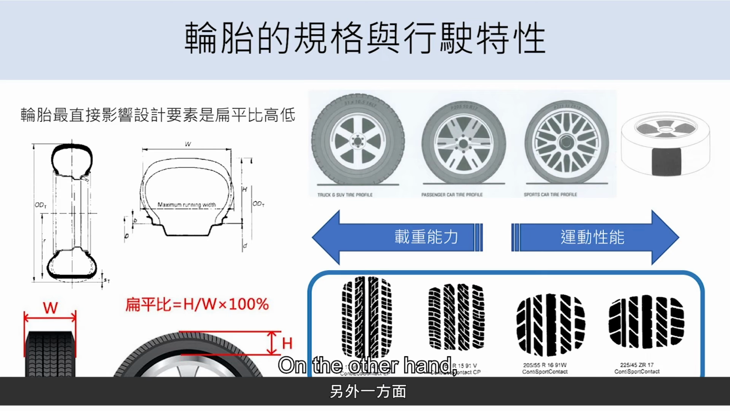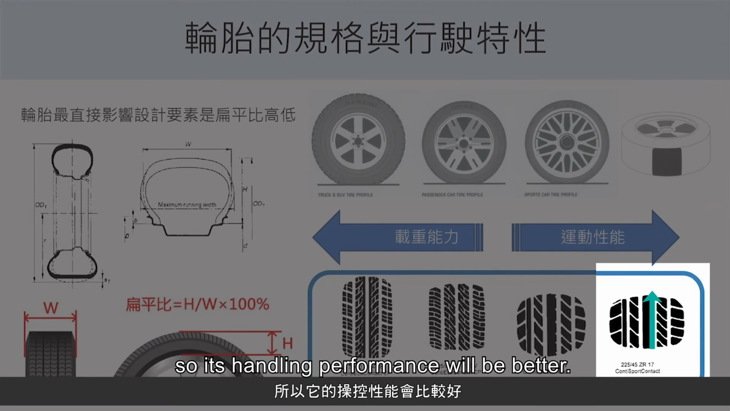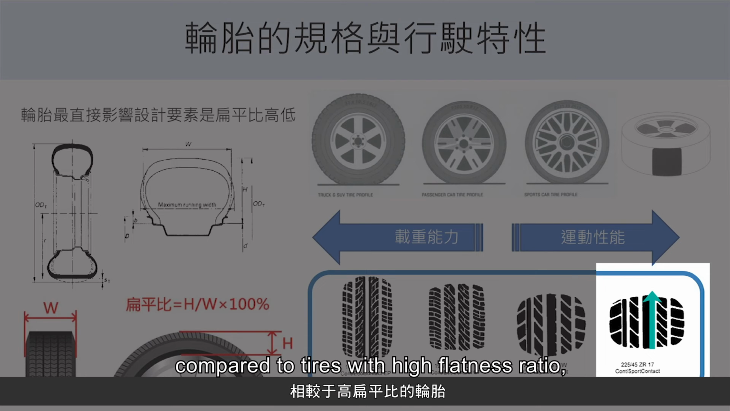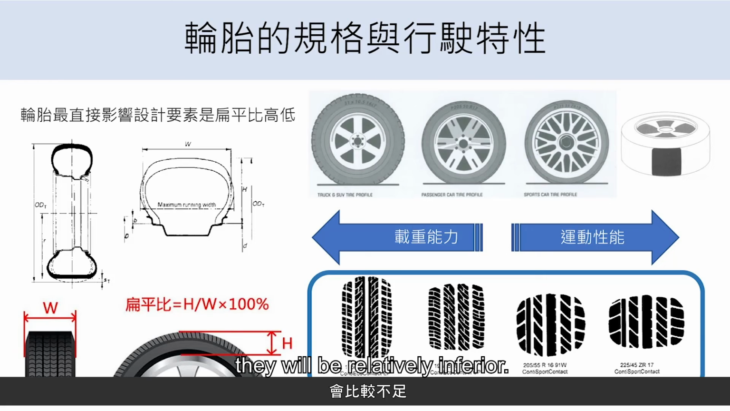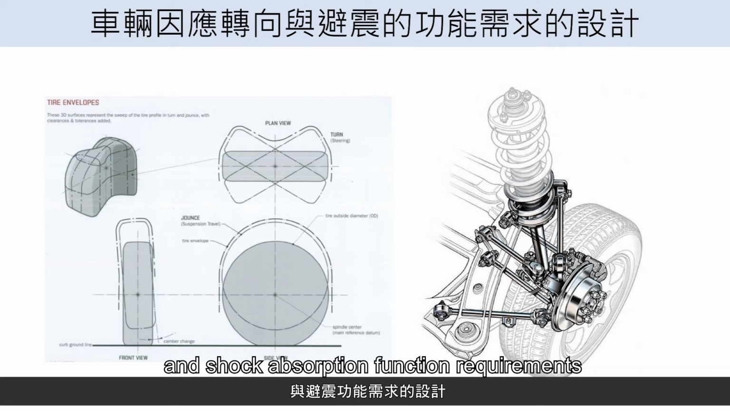On the other hand, track-type racing cars using tires with low flatness ratio and the contact area with the ground has a widened cross-section. When such cross-section turns, there will still be plenty of area contacting the ground under the traction of the centrifugal force, so its handling performance will be better. However, in terms of straight driving and carrying capacity, compared to tires with high flatness ratio, they will be relatively inferior.